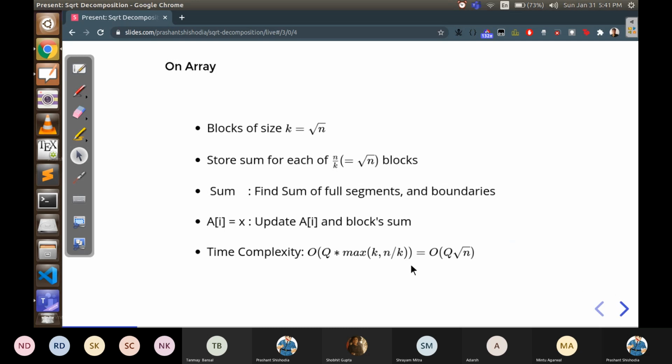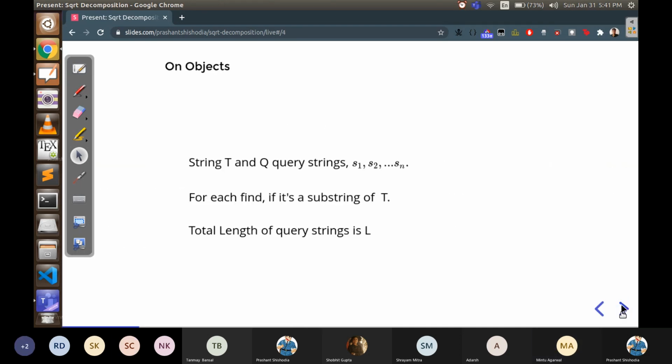So the time complexity is: for each query we have to go through 3 root n optimal choices. So we get O(Q root n). So until here it's fine, right, for everyone? Yes. Okay, so it will get interesting from now.